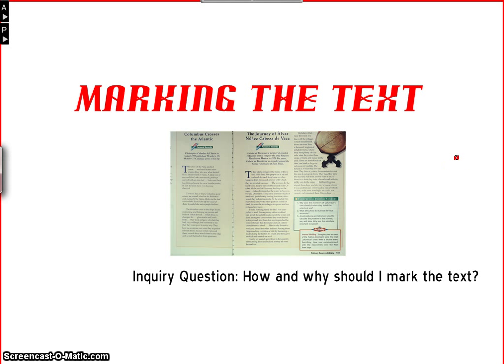So, marking the text. There are 3 stages to marking the text, and each of them helps you better understand what the text is about. We will be using the same text that we used Tuesday in class about Columbus and Cabeza de Vaca.